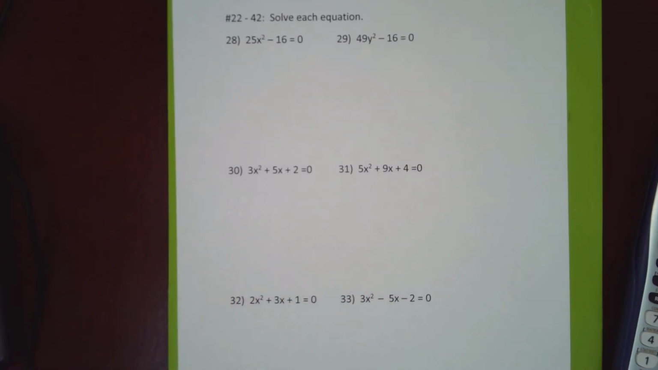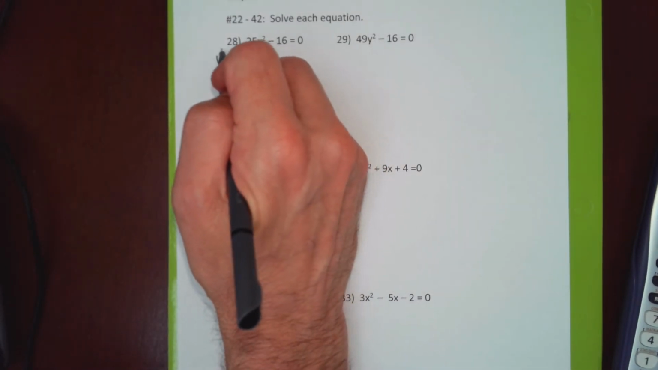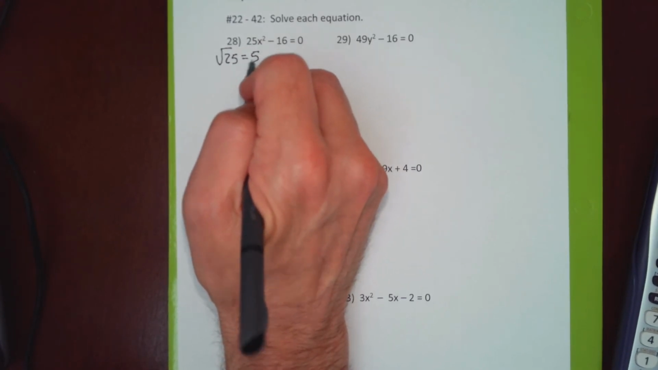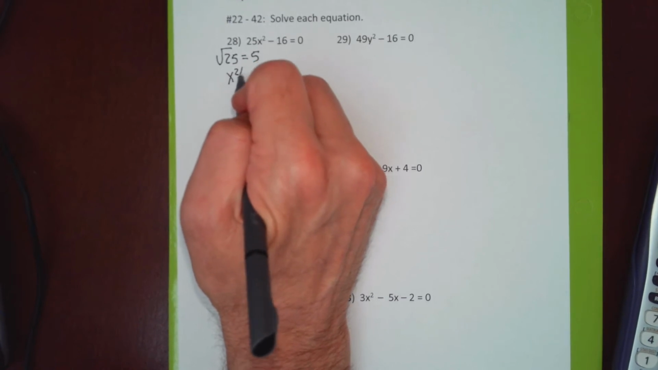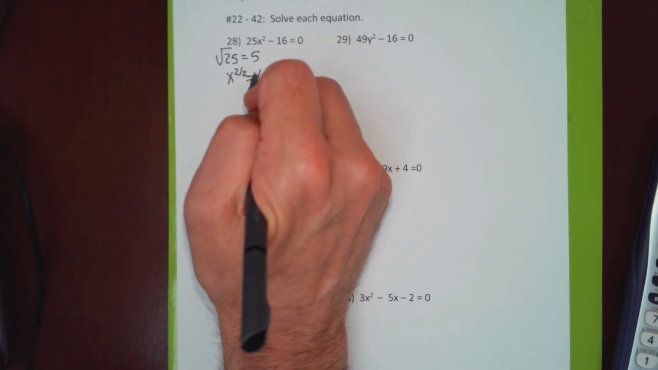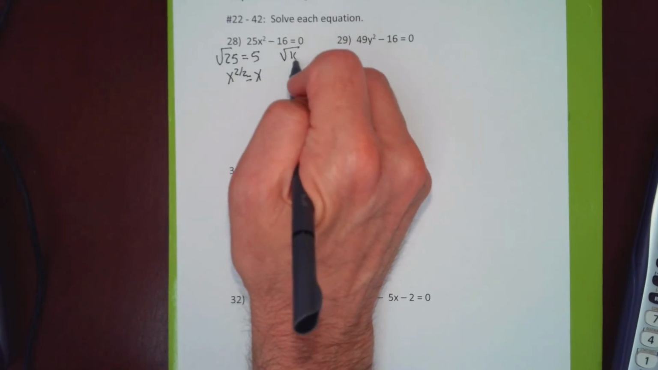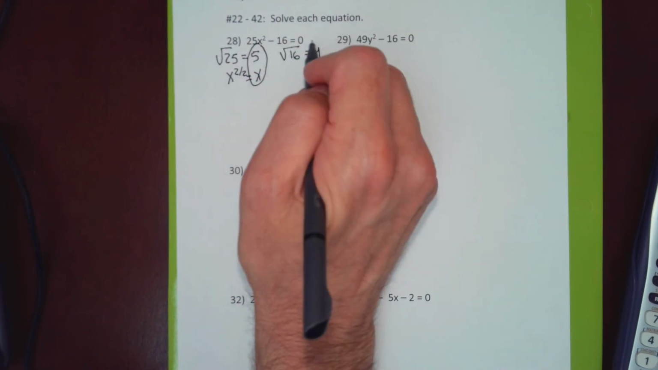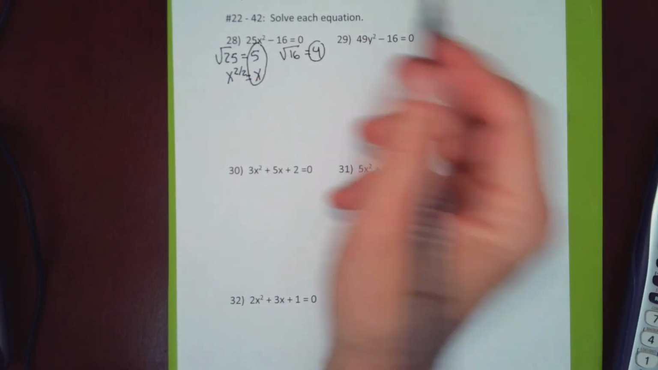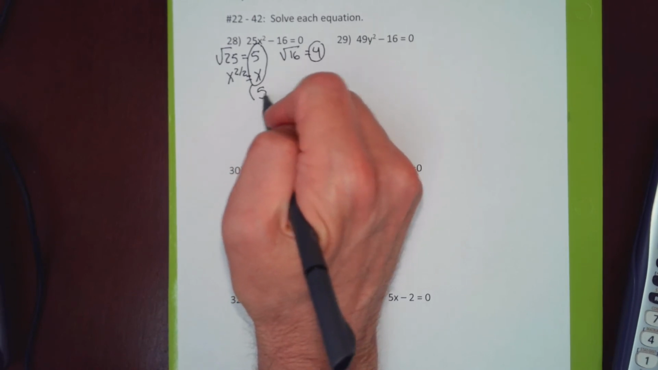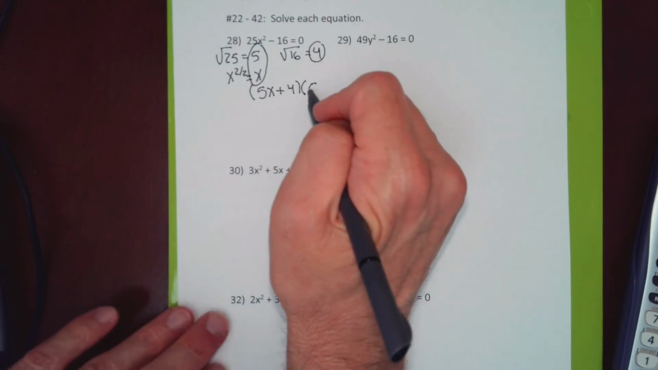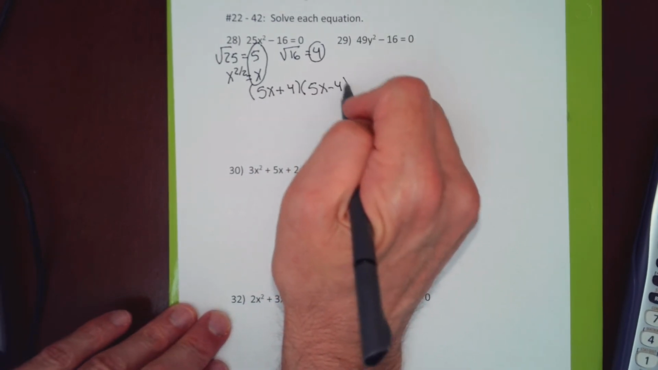Let's do 28 together. 28 is a square with a minus. I need to factor it. To factor it, I need to square root 25. Square root of 25 is 5. I need to divide the exponent of x by 2 and get x to the first. I need to square root 16, and the square root of 16 is 4. To the left of the signs, I'm going to get a 5x. To the right of the signs, I'm going to get a 4. This is going to factor into one parentheses with a plus, the other parentheses with a minus, but both parentheses have a 5x and a 4.